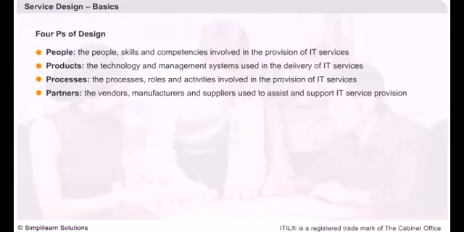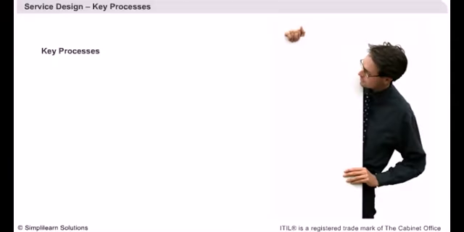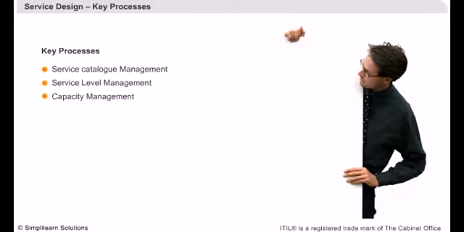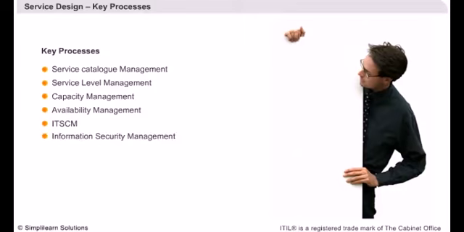Now it's time to look at the key processes of SD. Key processes involved in service design are: service catalog management, service level management, capacity management, availability management, ITSCM, IT service continuity management, information security management, and supplier management. These processes are described in detail in the design publication, given here for reference. Let us proceed to look at the key aspects of service design.